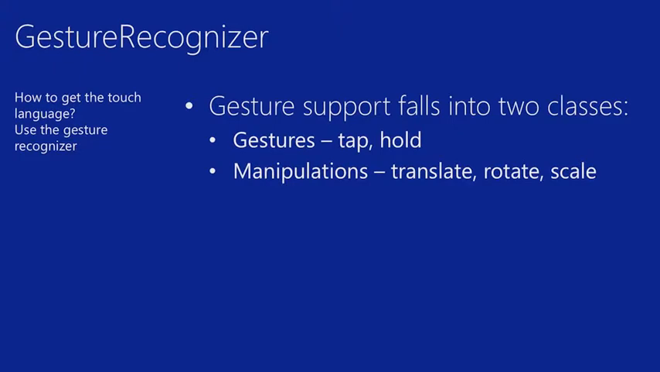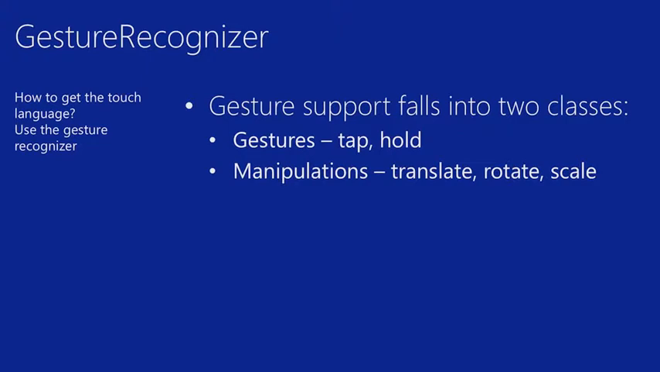In contrast, there are things like the manipulations. These are the things like translate, rotate, and scale, where you're going to get a stream of information about what the user is doing while they are doing it. So again, taking an example, as the user slides their finger across the screen, you're going to get information each step along the way about how far that finger is translated.